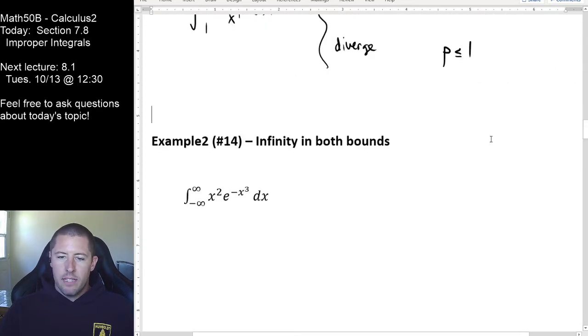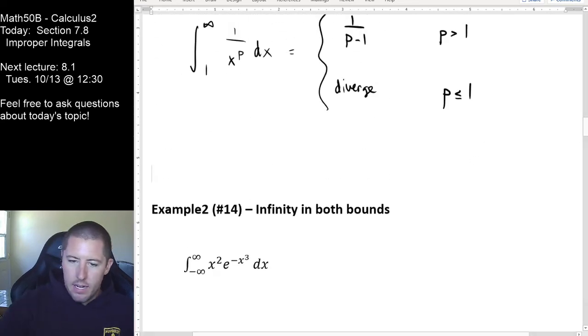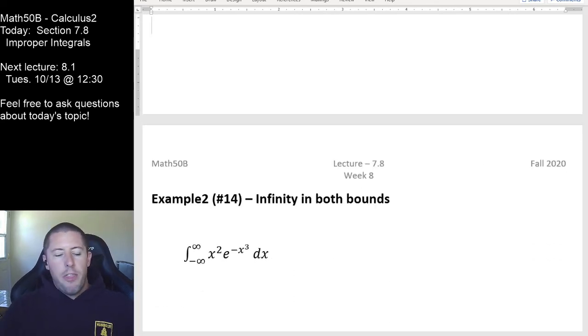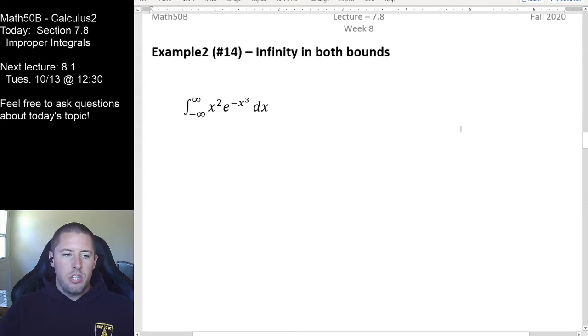So let's look at our next example here. Perhaps we might see some infinity in both bounds. I gotta just give myself a whole page for everything from now on here. So this problem right here, nothing too special. The only thing that we want to do here is be a little bit careful with our notation with this guy.